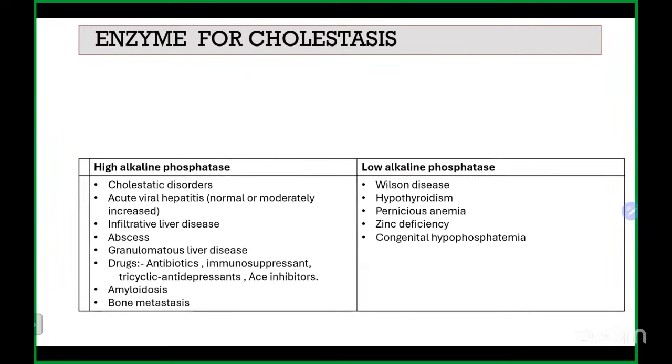Okay, so these are your causes of high and low alkaline phosphatase levels. High alkaline phosphatase levels can be seen in bone problems, bone metastasis, amyloidosis, granulomatous liver disease, mainly cholestasis. Low alkaline phosphatase levels can be seen in hypothyroidism, zinc deficiency and congenital hypophosphatasia.